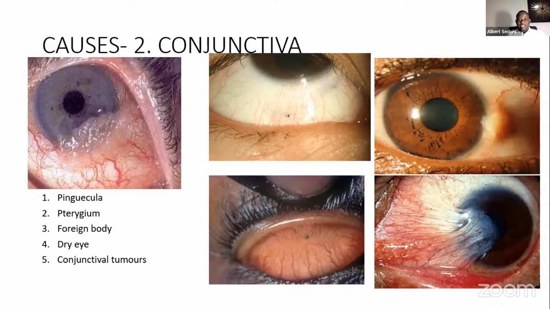Okay, somebody is asking, can artificial tears reduce the irritation on the eye?